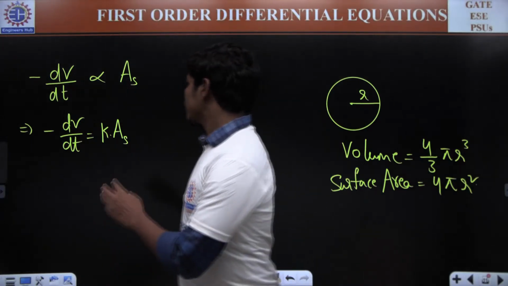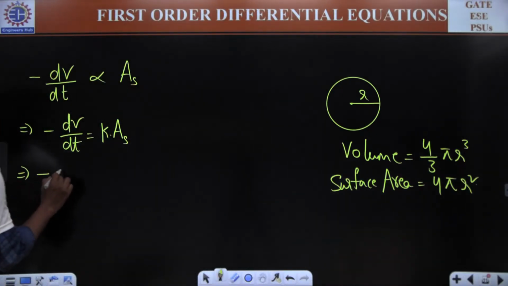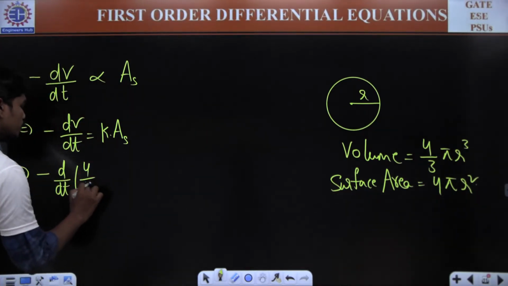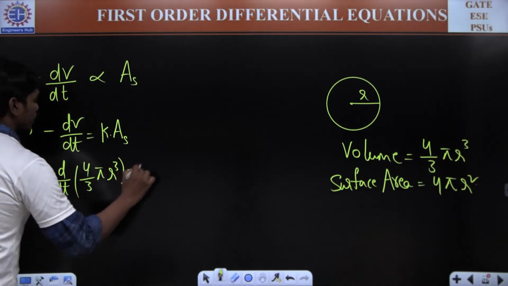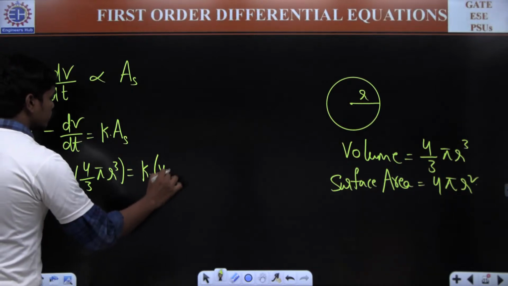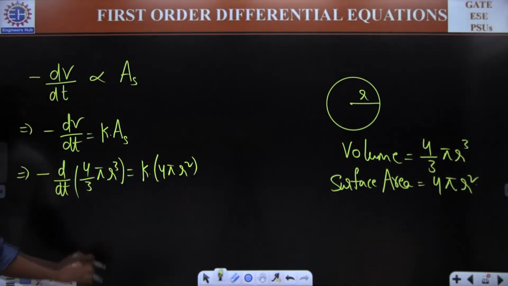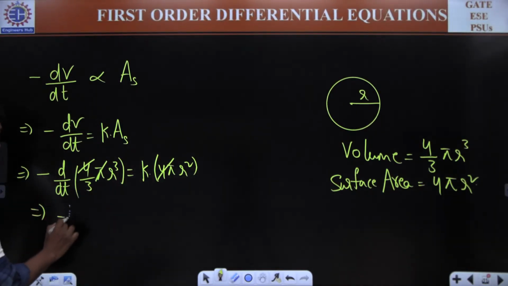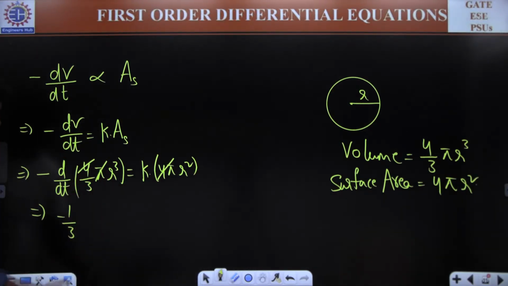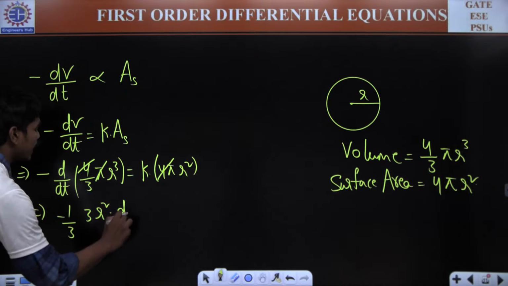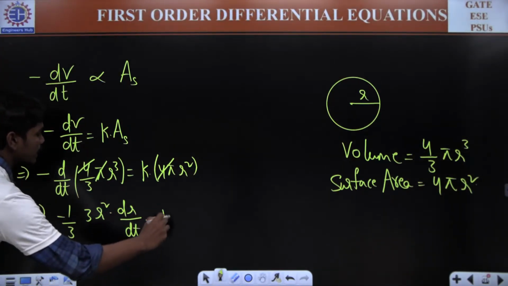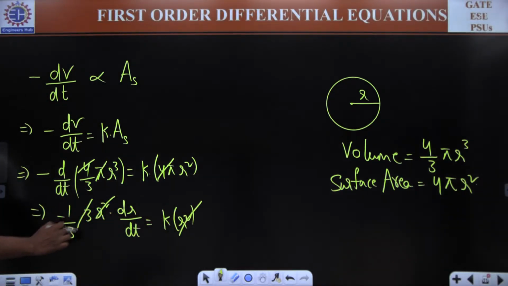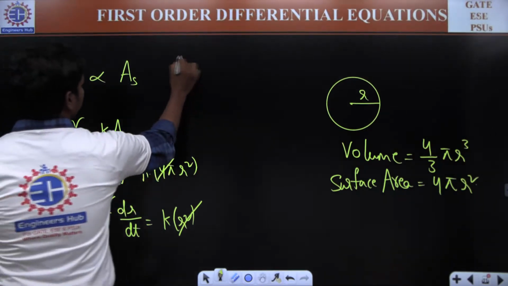Okay, now if you understand this, see carefully. Minus d by dt of the volume at any given instant, 4/3 pi r cube, is equal to some constant into S, which is 4 pi r square. This is what you have. Now you can cancel the 4 pi because it is a constant. Taking out the 3, minus 1 by 3 into d by dt of r cube is nothing but 3r square into dr by dt, equal to k times r square. The r square and r square get cancelled, and also the 3 and 3 get cancelled.